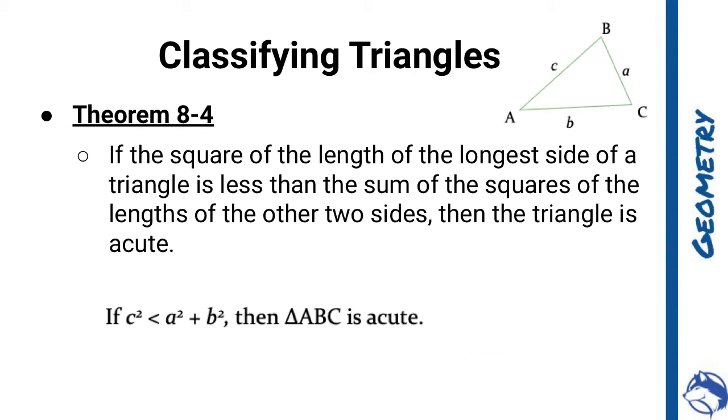Similar will be true to classify it as acute. If that longer side, that c squared, is less than a squared plus b squared, then we have an acute triangle, which is less than 90 degrees.